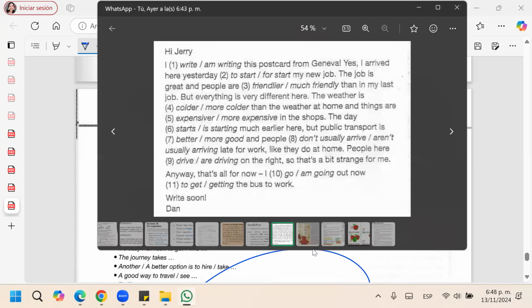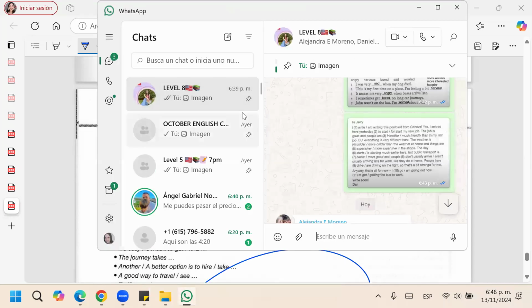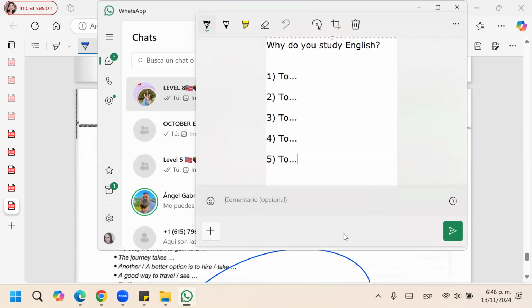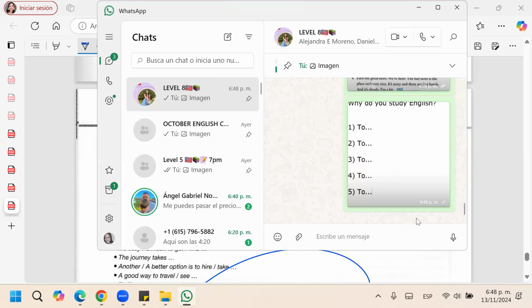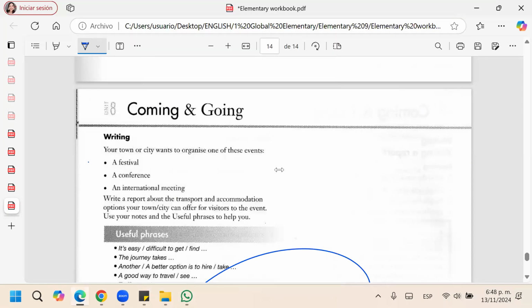So, for today, for today, why do you study English? Write 5 reasons using to. Yes? Understand? Yeah? Okay, nice, perfect. If you don't have more questions, so I leave you for today. Write the reasons and send them to me. And I see you tomorrow.